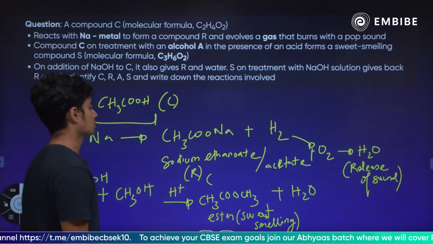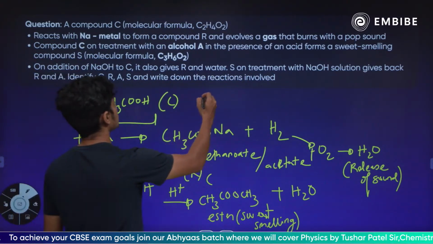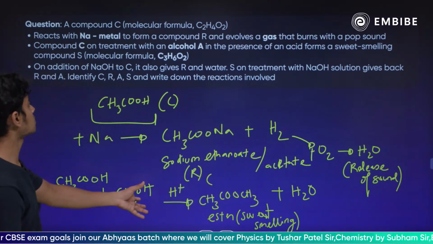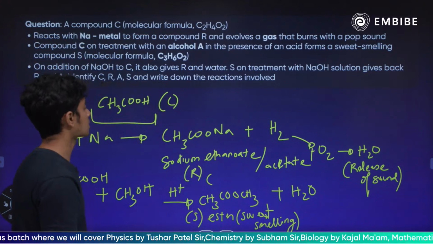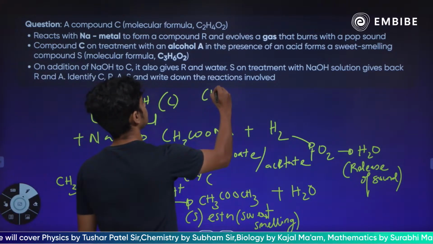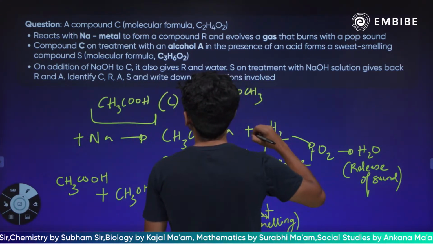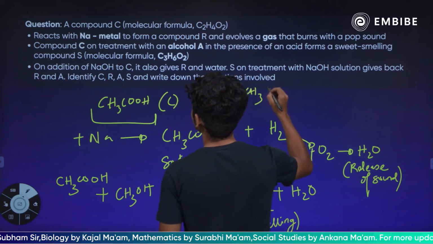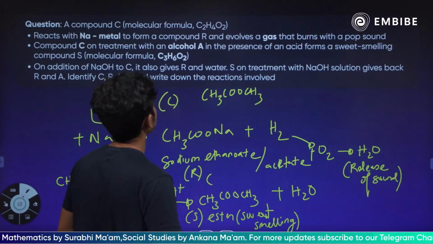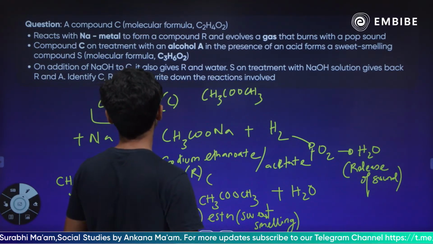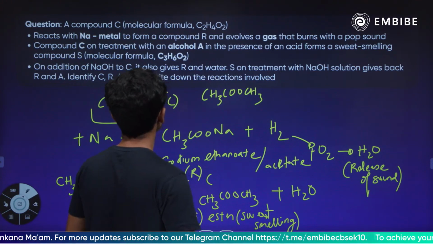So CH3COOCH3 is my compound S. This ester is my compound S. If you add a base to it, on addition of NaOH to C, presence of an acid forms the sweet smelling compound S. It reacts with Na metal to form a compound R.